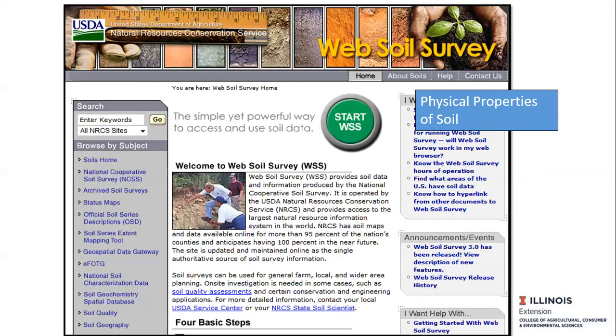One of the places that I start when it comes to understanding the physical properties of my soil is the Web Soil Survey. This is a website that allows me to enter in my home address, and it allows me to get images and information regarding the physical properties and potentially the physical limitations of where I may be growing.